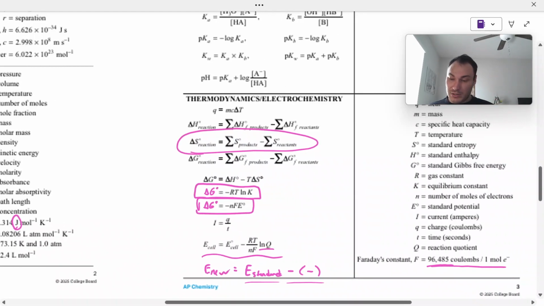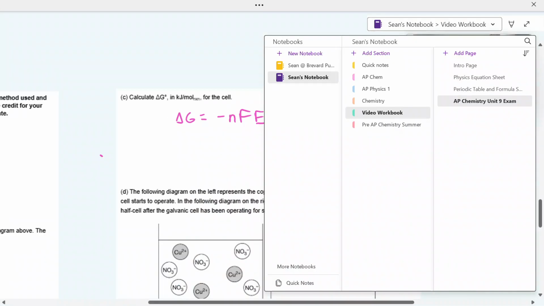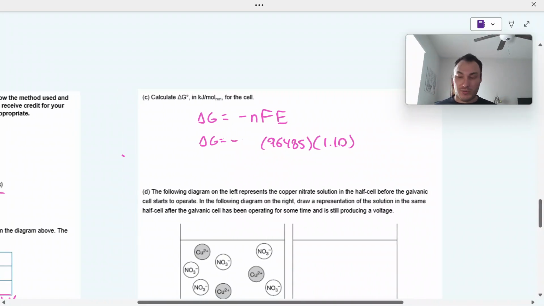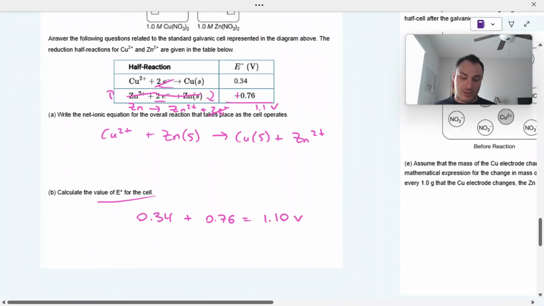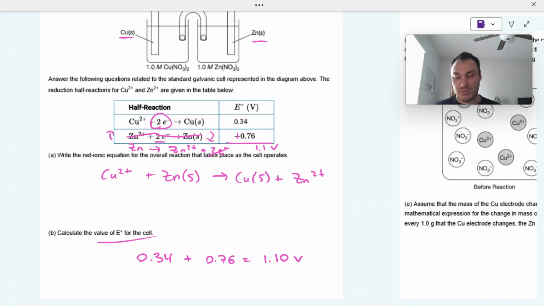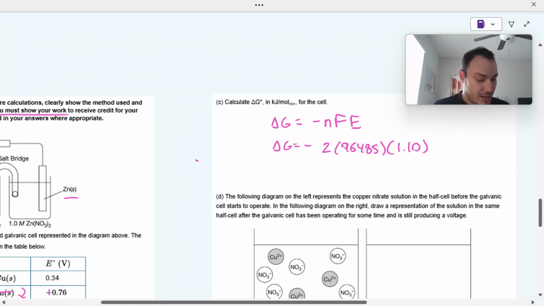F is Faraday's constant, which is right here, 96485. So delta G is equal to negative NFE. We know that F is 96485, E is positive 1.10 volts, N we haven't talked about yet. N is how many moles of electrons are getting transferred per mole of reaction, and we know that that is going to be 2. It's 2 moles of electrons being transferred.